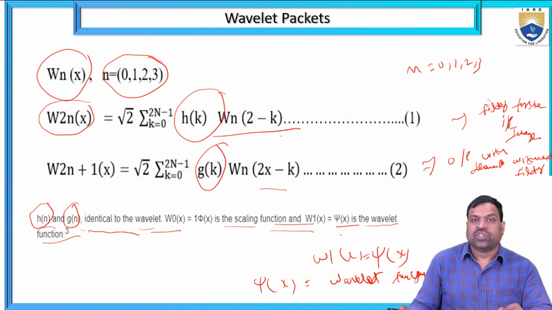So what is the equation for wavelet packet? Wn of x, for n equal to 0 to 3: w2n of x equals square root of 2 times the sum over k equal to 0 to 2n minus 1 of h of k, and w2n plus 1 equals square root of 2 times the sum over k equal to 0 to 2n minus 1 of g of k.